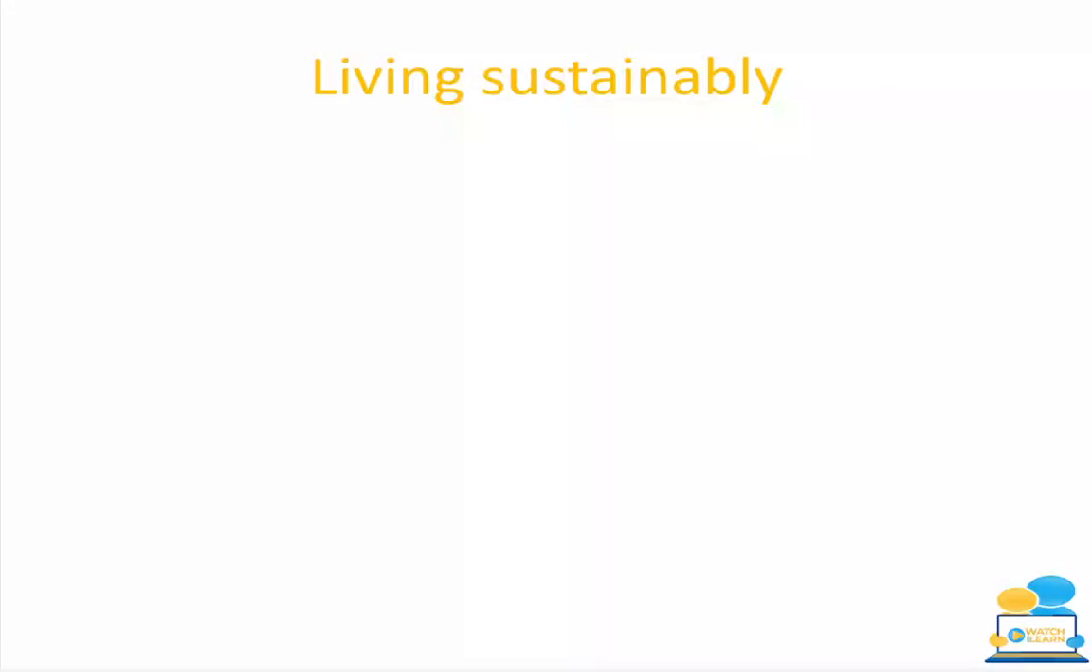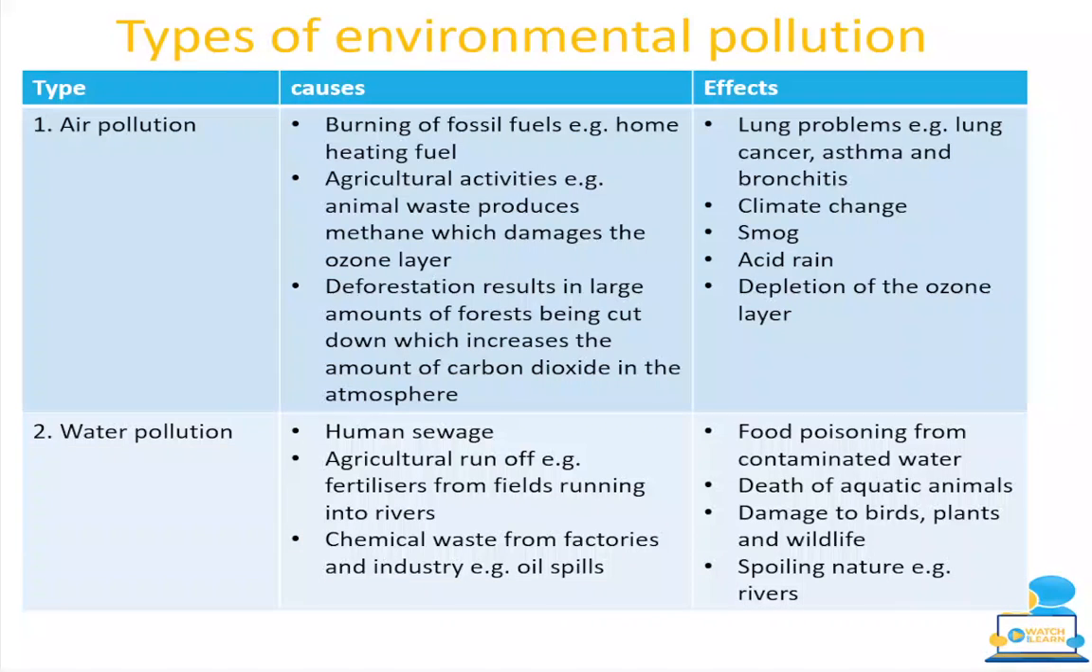Now, there are two types which we will be looking at in home ec. There's air pollution and water pollution. On the junior cycle science course, you go into more detail. So if you're doing science, make sure to look over those notes as well. So types of environmental pollution, air pollution. You need to be able to state it, explain the causes, and then explain the effects.